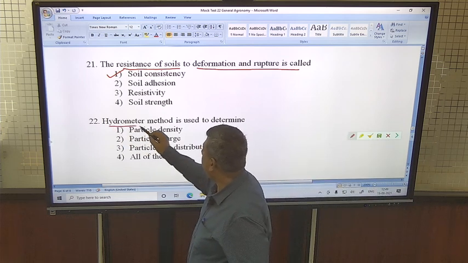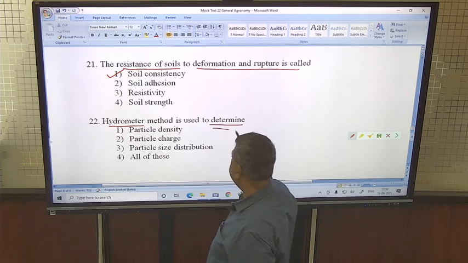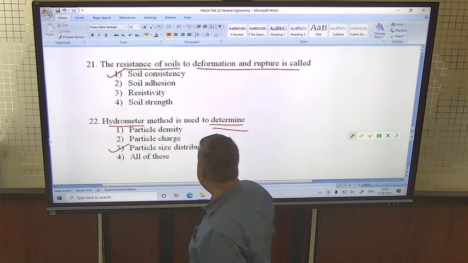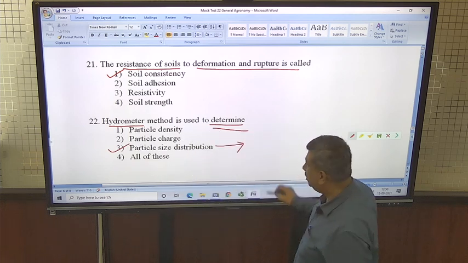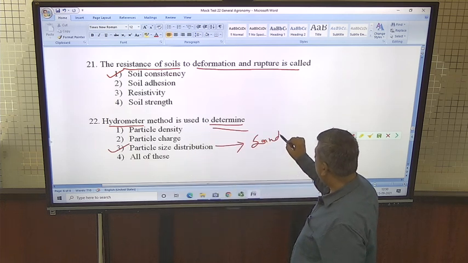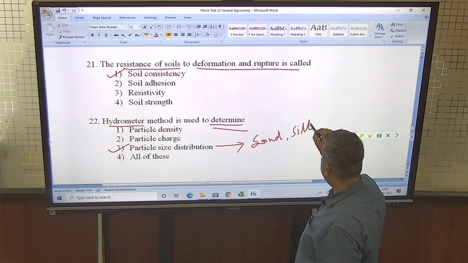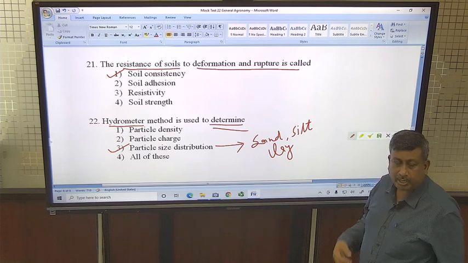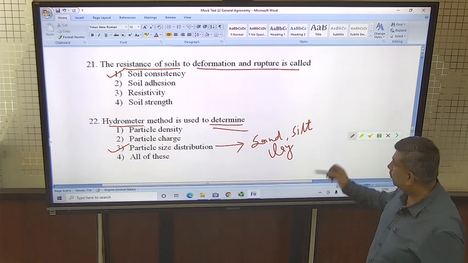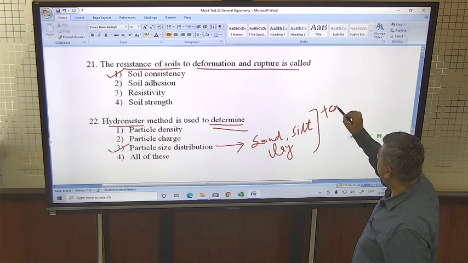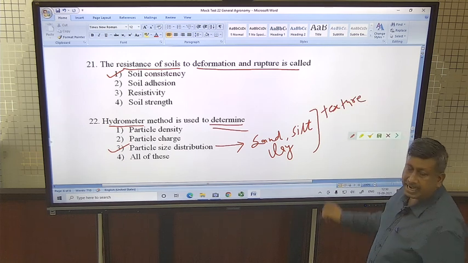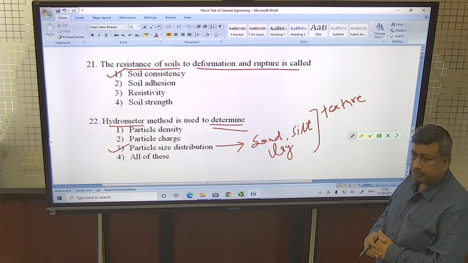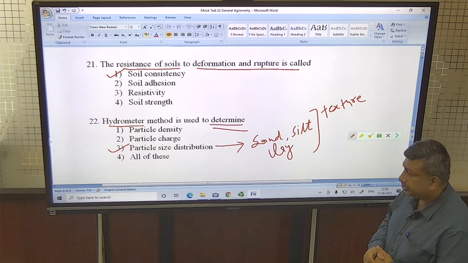Then, the hydrometer method is used to determine particle size distribution: how much sand is present, how much silt is present, and how much clay is present in a soil. So, it is helpful in knowing the soil texture. This hydrometer method is very important for knowing the soil texture.